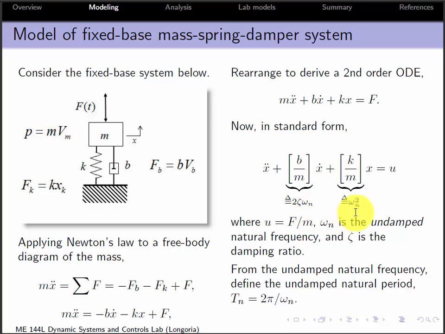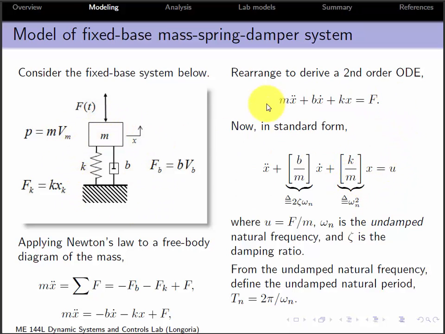That's by definition. And then the term in front of the x term, the term that's not going to have a derivative, is always going to be your omega n squared, right? So whatever parameters you have thrown in here is always going to be equal to omega n squared. So omega n is the square root of k over m for this very conventional model.